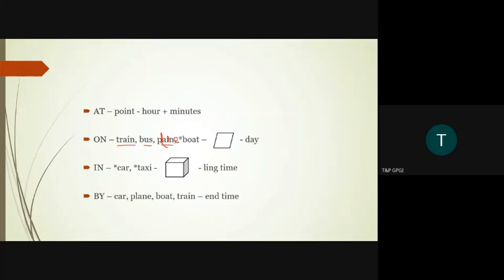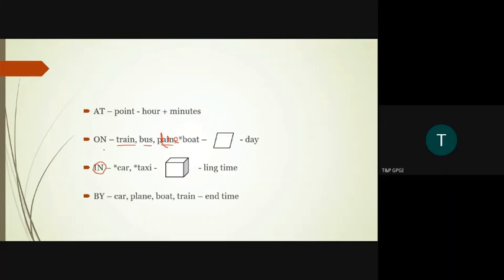So in that situation, you can use in. If the boat is small enough, say in. I am in a boat right now. But if it's a big boat, you have to say I am on a boat. So that is another exception. Another exception to the on rule is the bicycle.